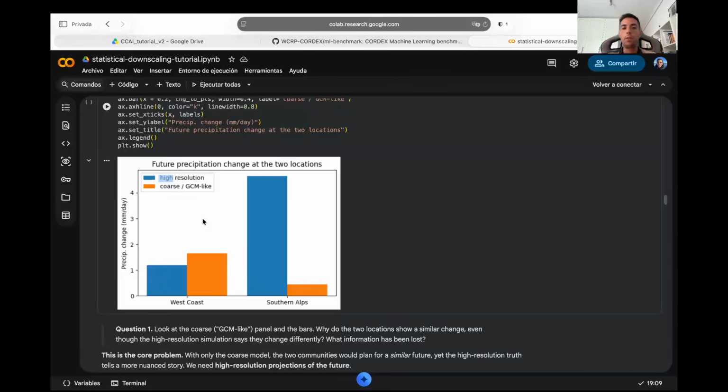Actually, if we compare the values with a histogram, we can see how, for the West Coast, we get a similar signal between the RCM, the dynamical downscaling model, and the GCM. But for the other point, the one located in the mountains for which regional processes are quite relevant, we see a huge difference between taking into account the regional processes, something that the RCM is able to do, versus not taking them into account, something that the GCM cannot do due to the limitations that we have mentioned so far.